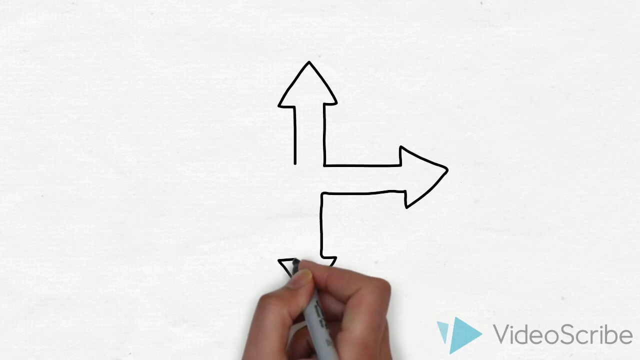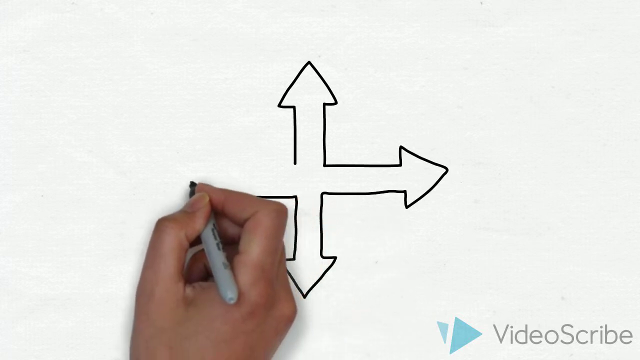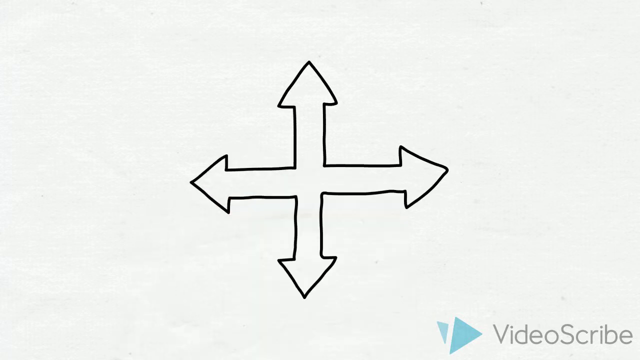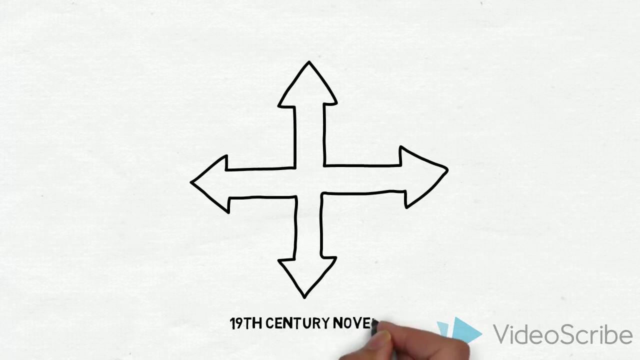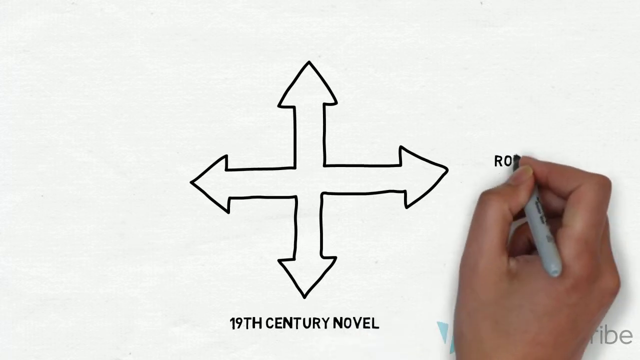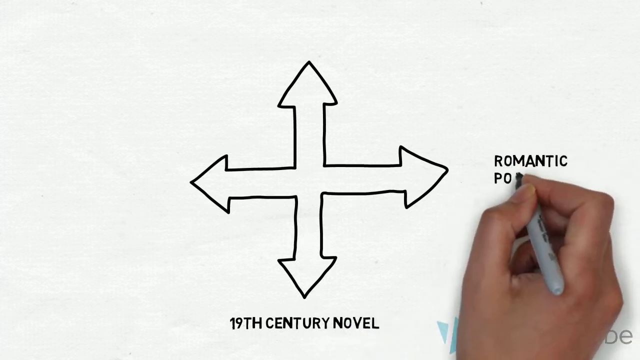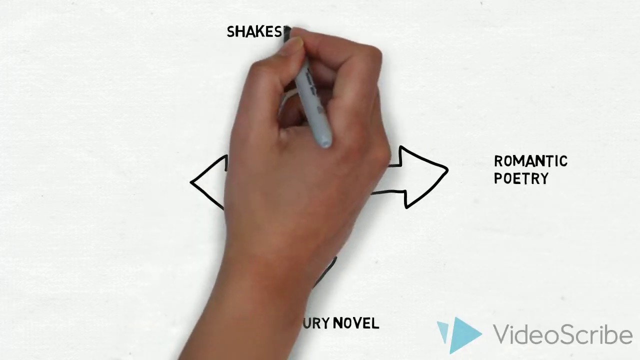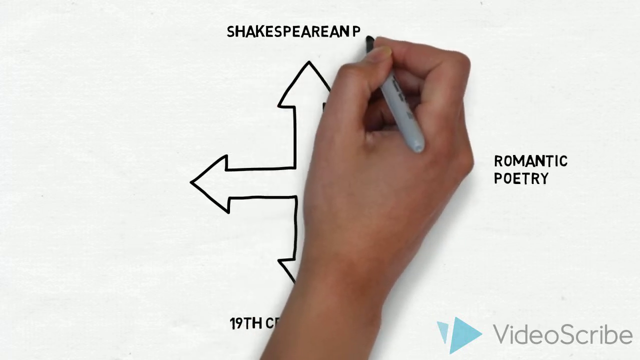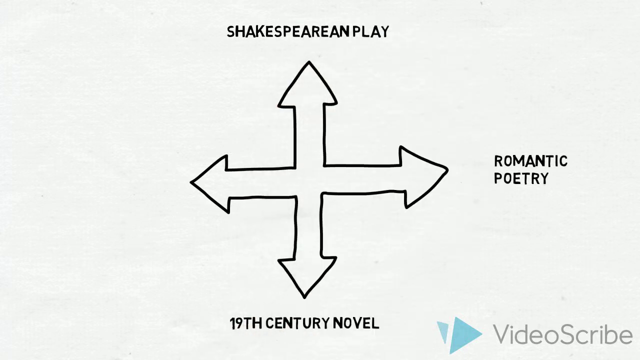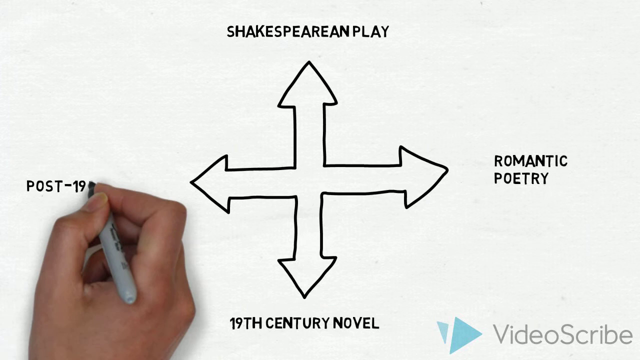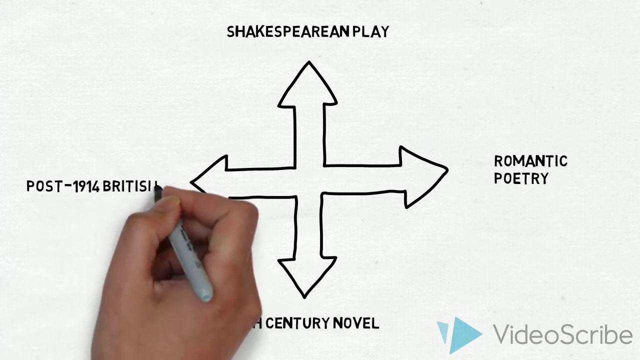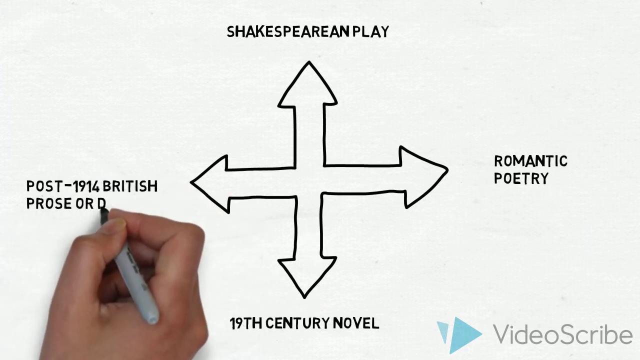From now on, students will have to study in depth 4 key areas: a 19th century novel, romantic poetry, a Shakespearean play, and a post-1914 British piece of prose or drama.